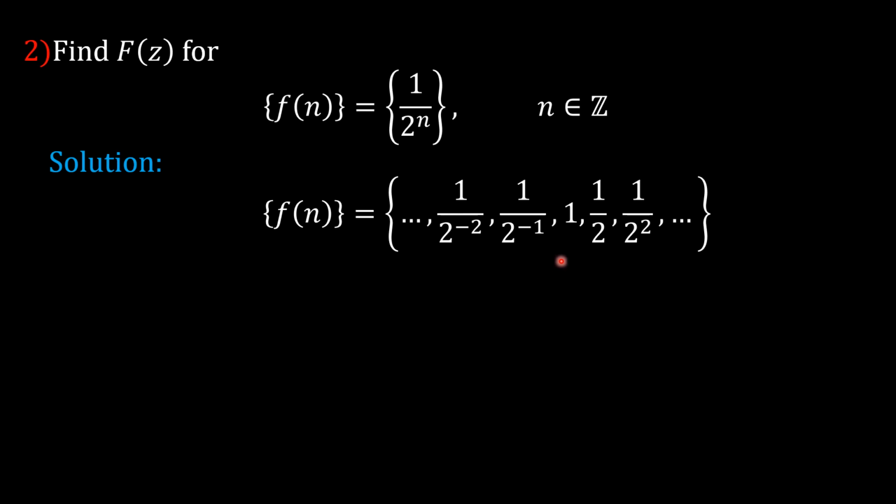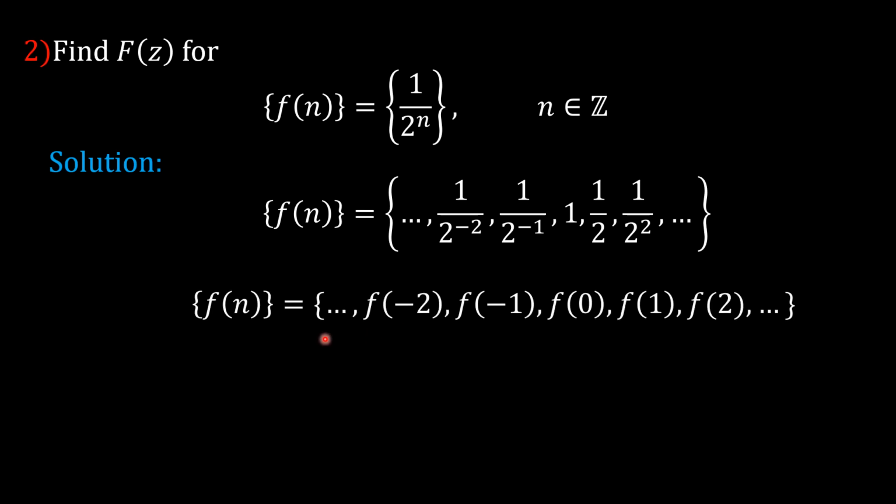For n equal to 0, we will be getting the 0th element as 1. So that will give us f of n is equal to f of minus 2, that is 1 upon 2 raised to minus 2, f of minus 1 is 1 upon 2 raised to minus 1, f of 0 is 1, f of 1 is 1 by 2, f of 2 is 1 upon 2 square, and so on. Again we will use the definition of the Z transform. Now here our n takes the values from minus infinity to infinity. Therefore the definition will be the Z transform of the sequence f of n is equal to summation from n equal to minus infinity to infinity f of n z raised to minus n.